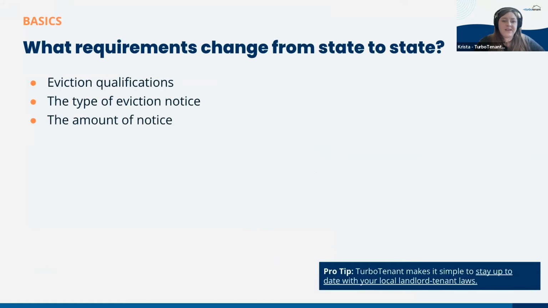All right. So we've talked a lot about how eviction filing requirements change state to state, but specifically what changes? Well, quite a bit, honestly. We wouldn't have jobs if it was that easy. But eviction qualifications, those change state to state. The type of eviction notice you need to serve, and equally how much time you need to give the tenant to receive that notice changes state to state.